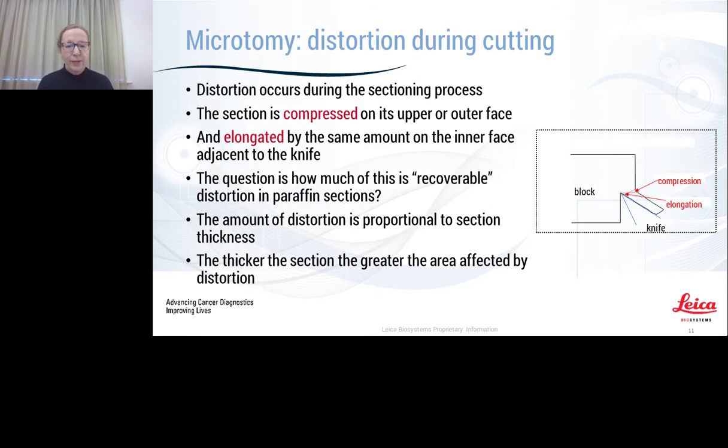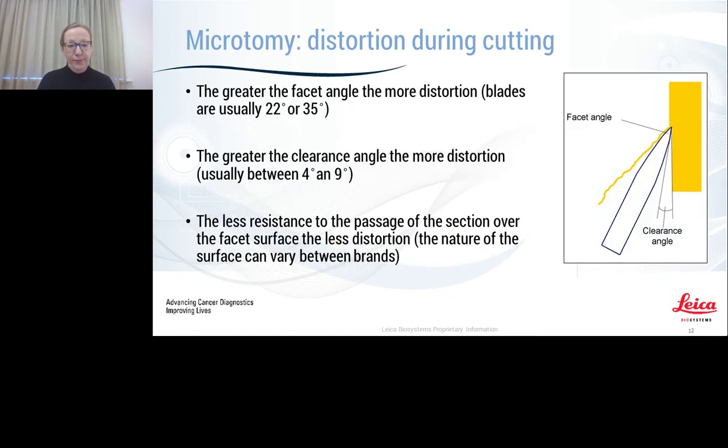So think about some of the causes of distortion. Distortion occurs during the sectioning process. The section is compressed on its upper or outer face and elongated by the same amount on the inner face adjacent to the knife. The question is how much of this is recoverable. The amount of distortion is proportional to the section thickness. So the thicker the section, the greater the area affected by distortion. You might consider reducing the micron thickness of your sections.